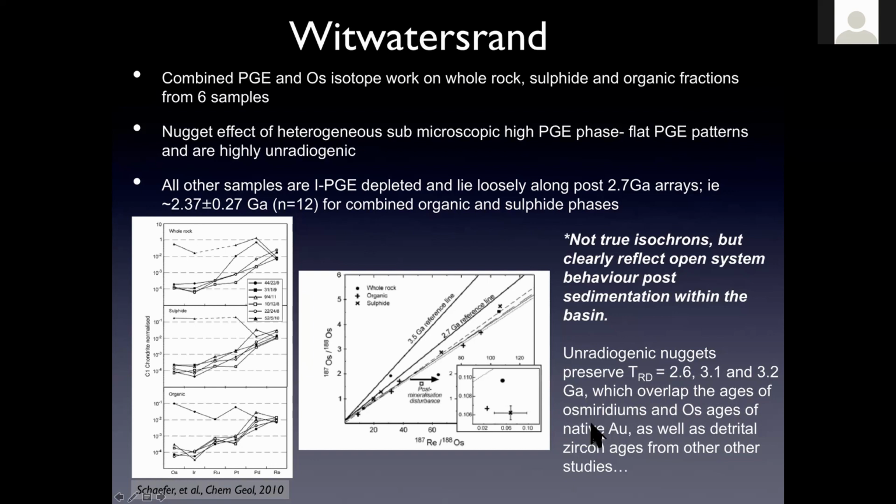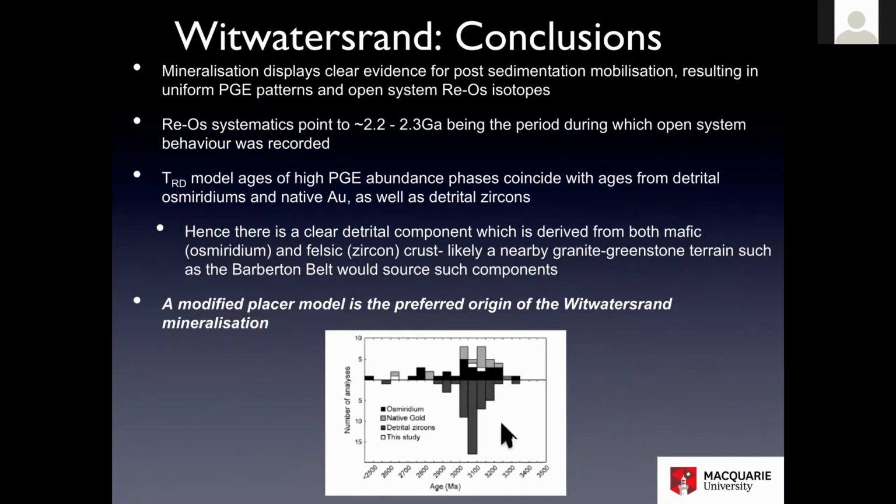Even though we've got open system young apparent ages for the fractionated portions, we've got these ancient detrital grains, and this overlaps ages from osmiridiums and some of the native gold, as well as some of the detrital zircon ages from within the basin. So if we've got detrital zircons, there's a peak of 3 to 3.1 billion years within the detritus within the basin. And then the osmiridiums and our TRD ages from these unexpected portions sit within this range, as well as the native gold model ages. So the conclusion for Witwatersrand, in a really rough, broad brush approach, was that the mineralisation displays clear evidence for post-sedimentation mobilisation.